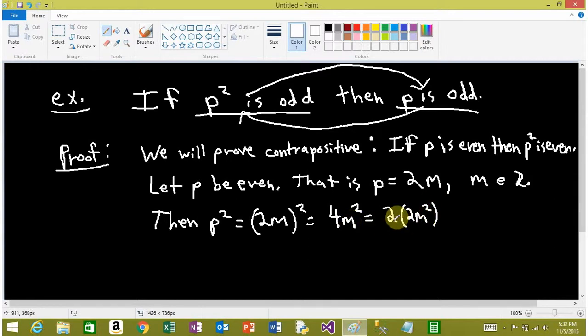So we see that 2 times the integer, 2m squared, that's also an integer. So we know that this is even. And then we're done. There's the proof. Okay, so that's a proof by contrapositive. Let's take a look at proof by contradiction.